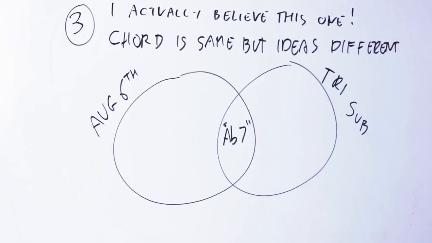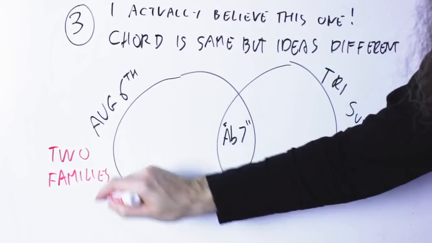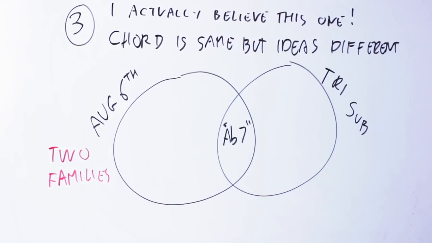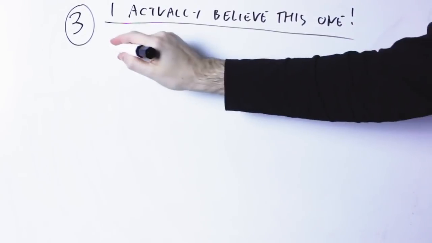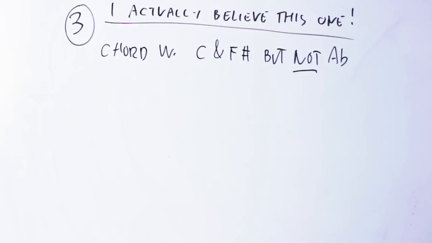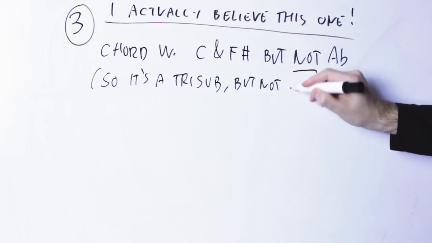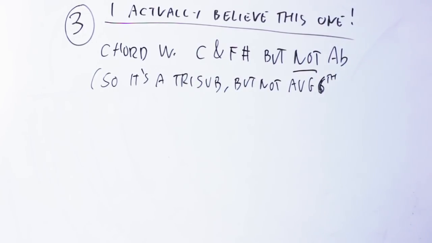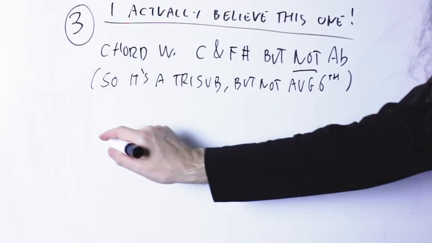Augmented sixth and tritone substitutions are two different families that seem to share this specific member of the family. This was a bit abstract, so how about I make an example? Well, let's say, can I invent a chord that contains the notes C and F sharp, but does not contain, for instance, the A flat note? So it's a chord that is definitely a tritone substitution of the original D7th, but it's not an augmented sixth chord. Well, of course I can.